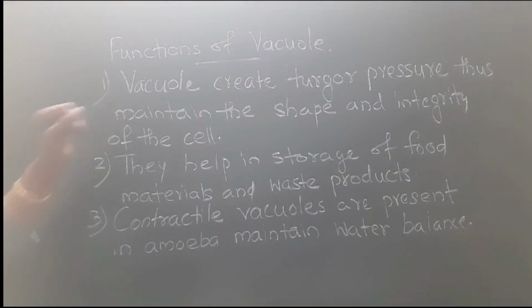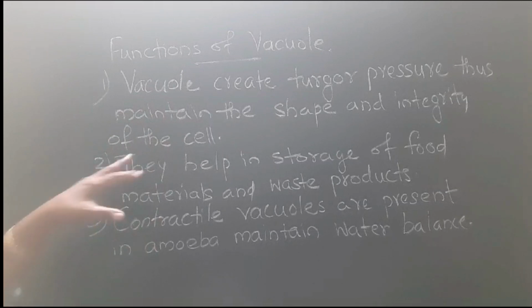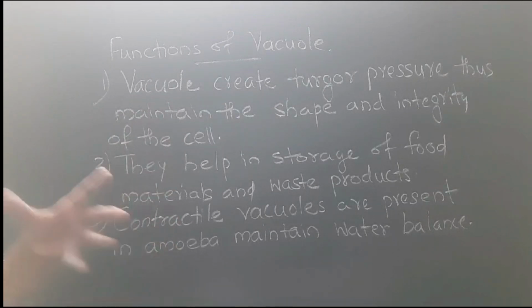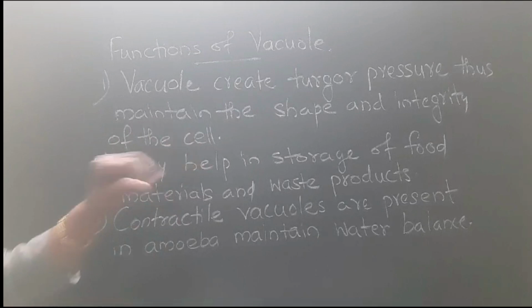Let's see the functions of vacuole. Vacuole create turgor pressure, thus maintain the shape and integrity of the cell. This vacuole is present in the center of the cell. It pushes other organelles which are in the cell towards the wall of the cell, so that the shape is maintained and integrity too.